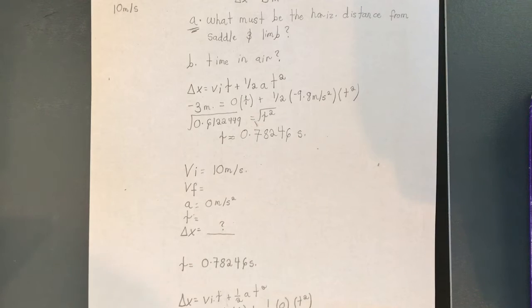Number 67. A stuntman sitting on a tree limb wishes to drop vertically onto a horse galloping under the tree. The constant speed of the horse is 10 meters per second, and the man is initially 3 meters above the level of the saddle. What must be the horizontal distance between the saddle and the limb when the man makes his move? How long is he in the air?